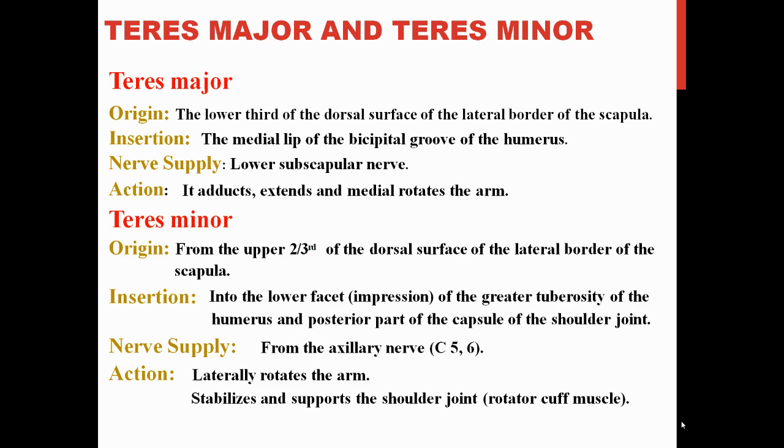Teres minor will take the origin from the upper two-thirds of the dorsal surface of the lateral border of the scapula. Then it will insert into the lower facet of the greater tuberosity of the humerus and posterior part of the capsule of the shoulder joint, and it will be supplied by the axillary nerve, and it will laterally rotate the arm and stabilize and support the shoulder joint.